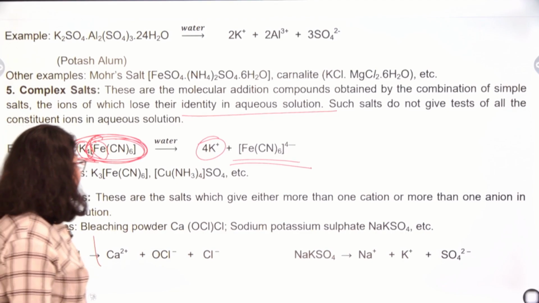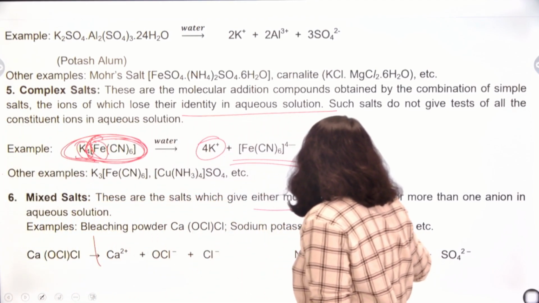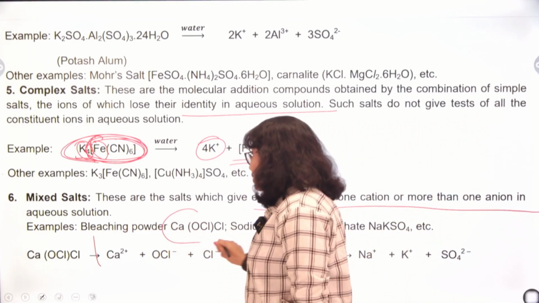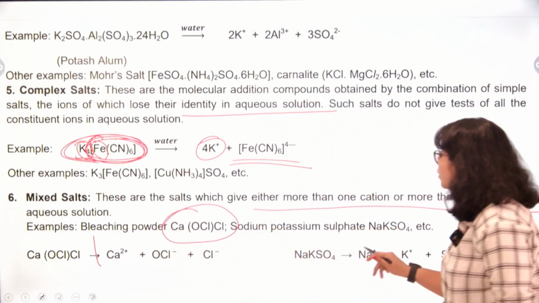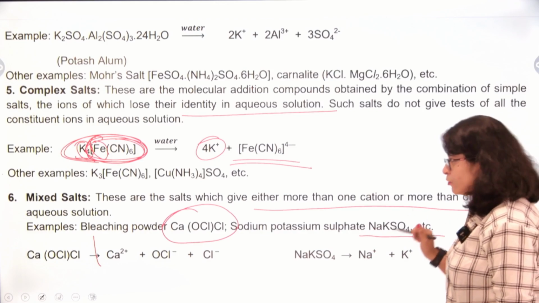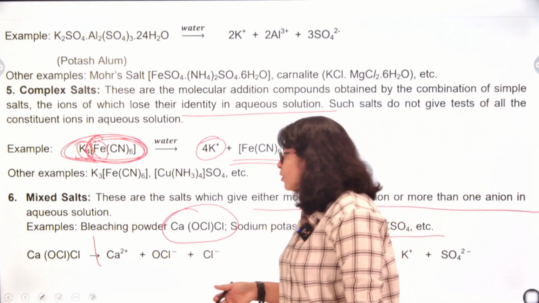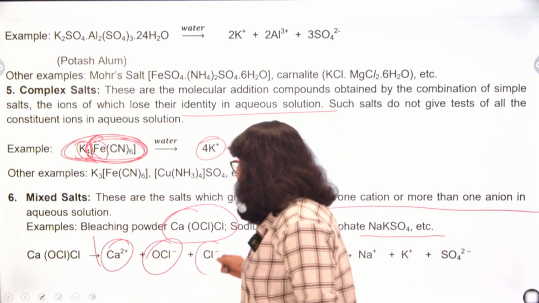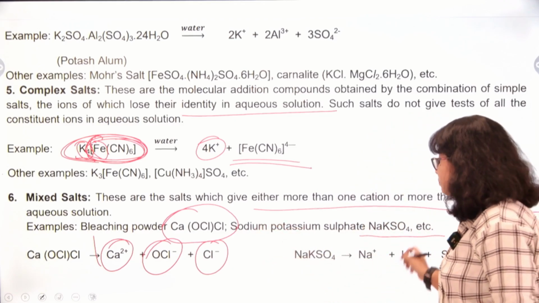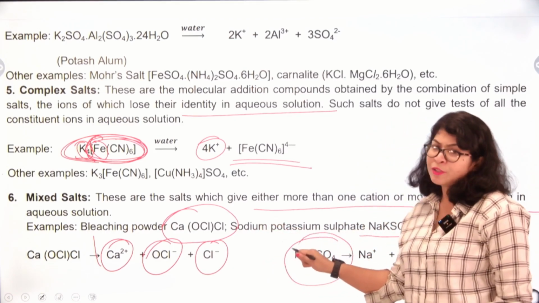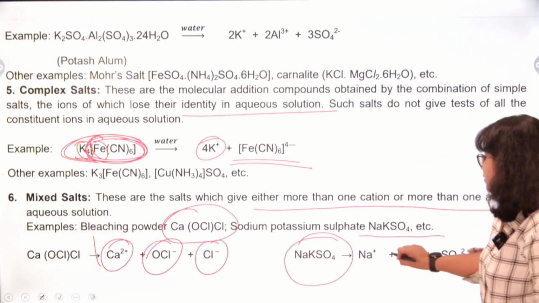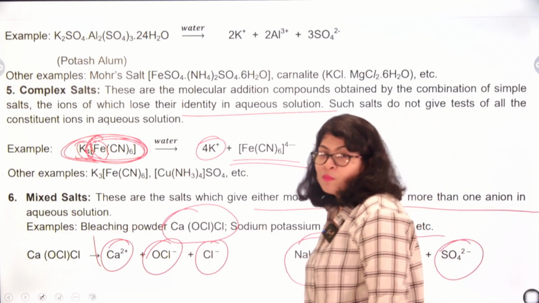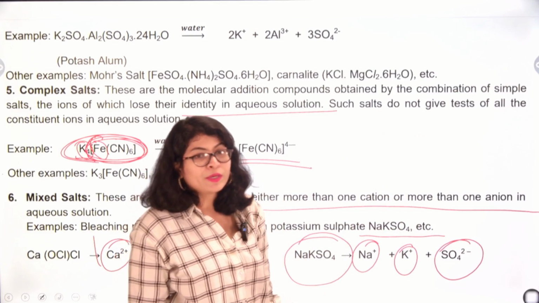In a mixed salt, what happens? These are the salts which give either more than one cation or more than one anion in aqueous solution. For example, bleaching powder, CaOCl2, or sodium potassium sulfate, NaKSO4, etc. When these are dissolved in water, what happens? This bleaching powder gives you ions Ca2 plus, OCl negative and Cl negative. Okay, three different types of ions. Similarly, sodium potassium sulfate gives you ions like Na plus, K plus and SO4 2 negative. So they fall under the category of mixed salts. Okay.